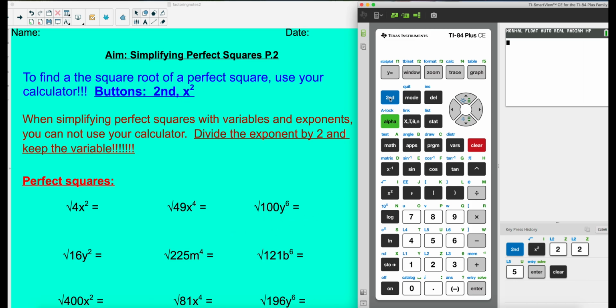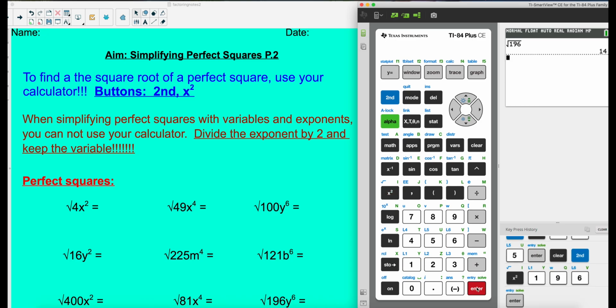Remember the buttons we learned today. Here's the second function button. It's right here in the top left. Here's the x squared button. It's 1, 2, 3, 4 buttons down. Notice the radical symbol comes up in the calculator, and then you just type your number, 196, and you hit enter. Boom, and the calculator gives you the square root. Okay, so that was the first rule we learned today.